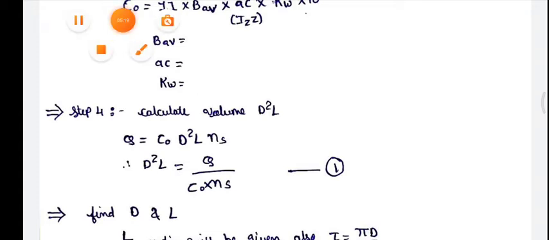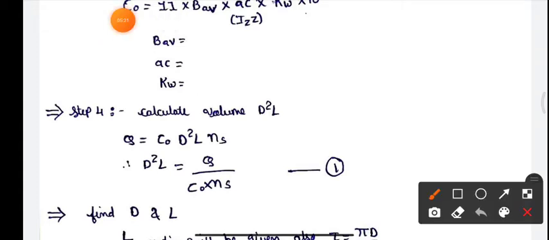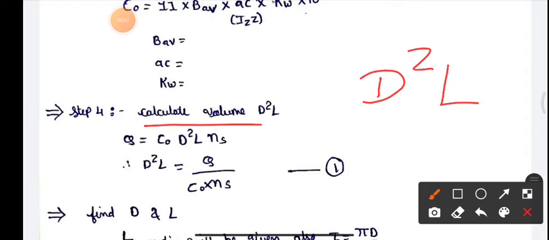How can we find that? For finding the value of the volume, now what is d square L? The volume is represented by d square into L. Okay, now d square L, how can we find it?